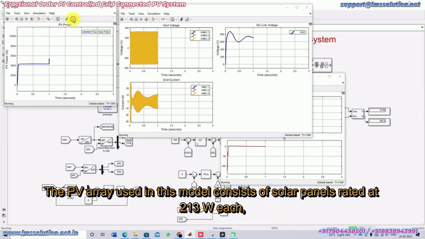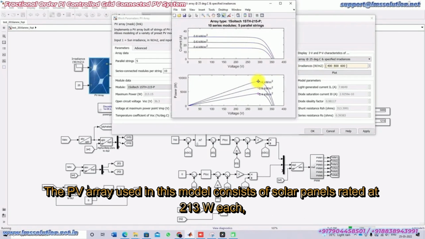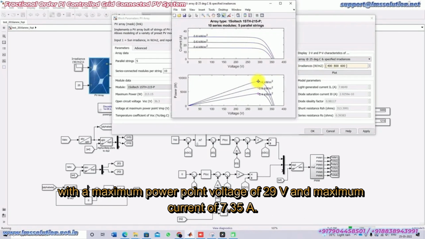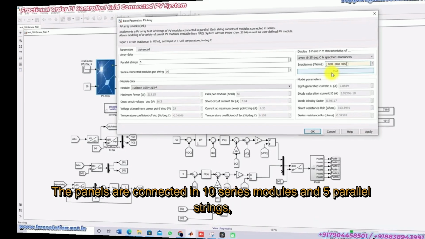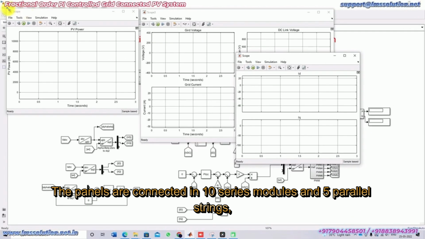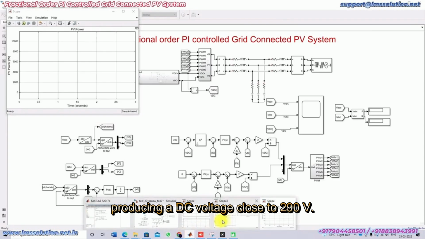The PV array used in this model consists of solar panels rated at 213 W each with a maximum power point voltage of 29 V and maximum current of 7.35 A. The panels are connected in 10 series modules and 5 parallel strings, producing a DC voltage close to 290 V.